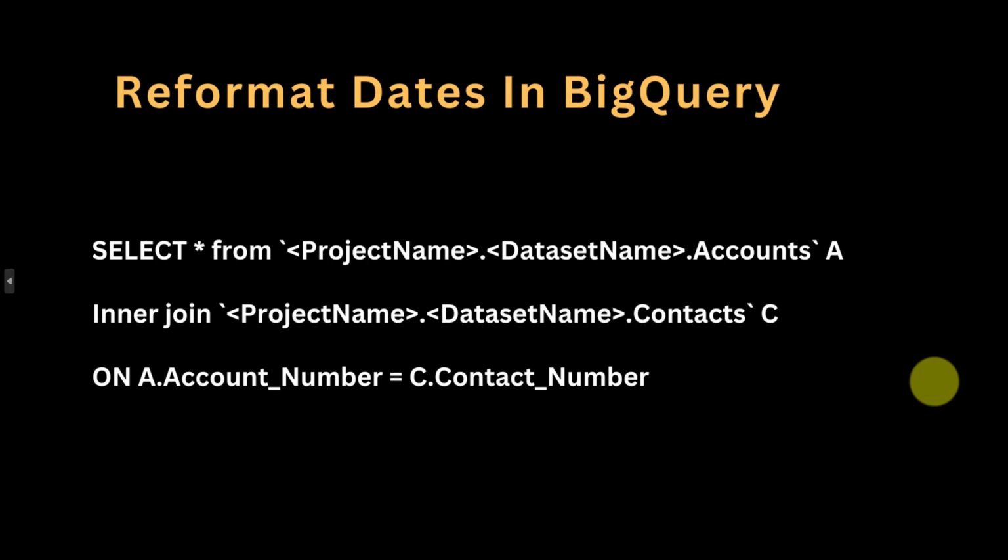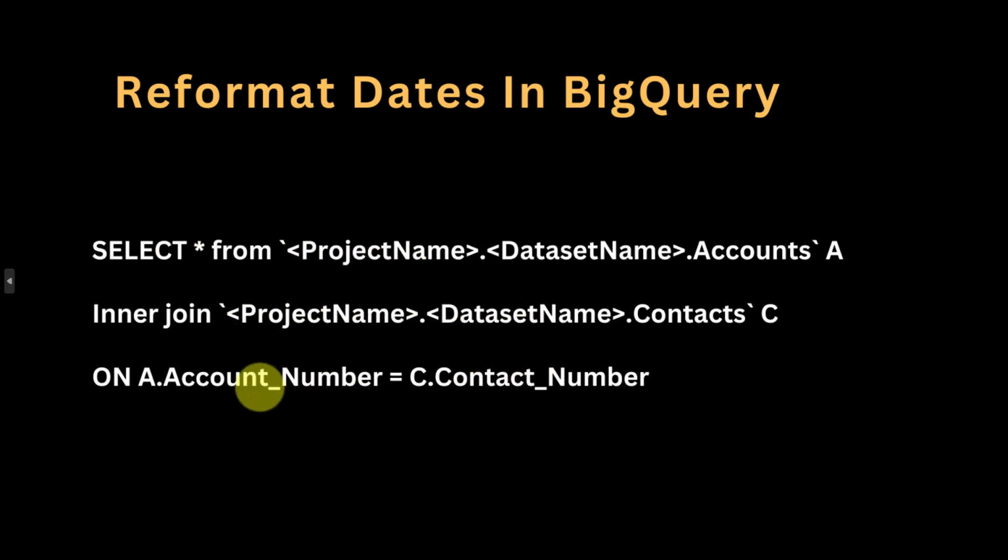Let's say we want to join two tables together. Let's say we want to join the accounts table with the contacts table, and we're using a select statement and obviously an inner join to do so. And we're joining them on their common key. That is, from the accounts table, we have an account number, and from the contacts table, we have a contact number. And we're doing a join here using this simple select statement.